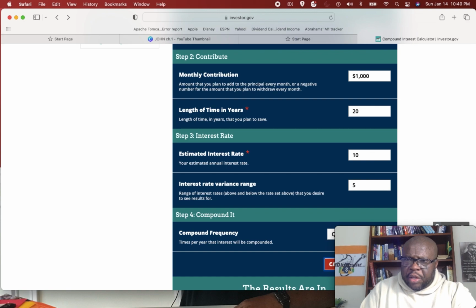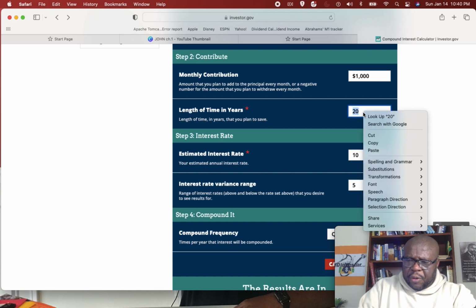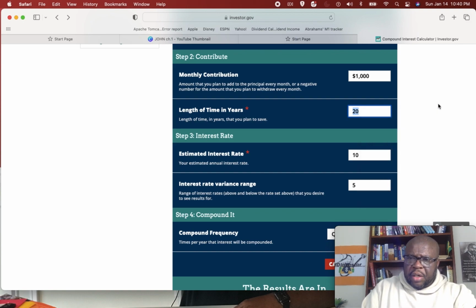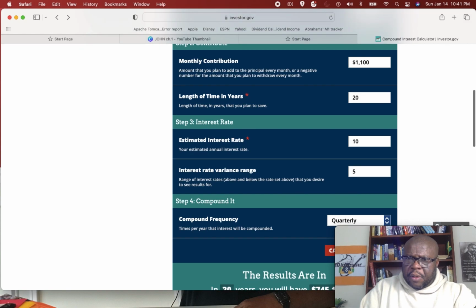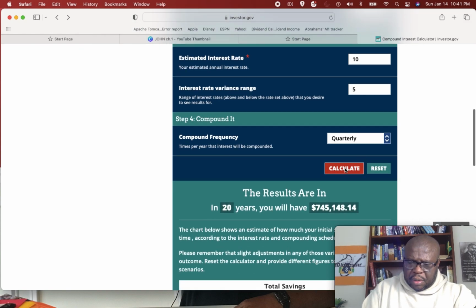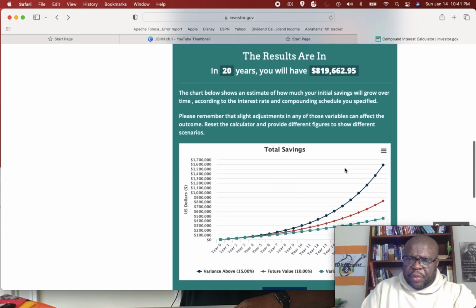Now, just for the fun of it, actually, let's see what we would have to invest in the S&P 500 to make it to $1 million. We're pretty close with $1,000. Let's look at $1,100 a month. Let's see where that would take us. $1,100 a month puts us very close. It's about $819,000.